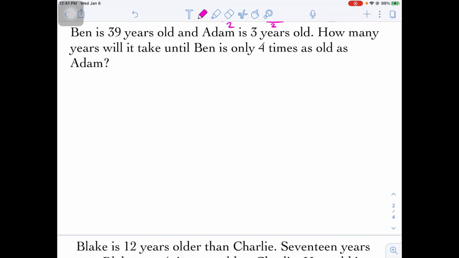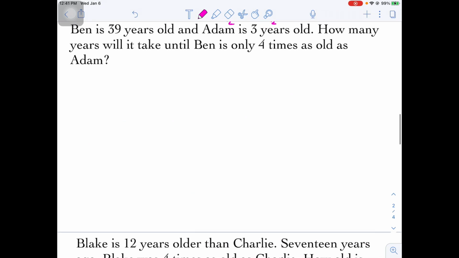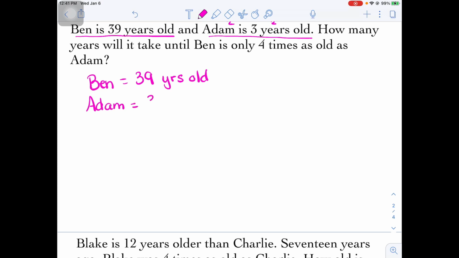Ben is 39 years old and Adam is 3 years old. Okay, so they're telling us again their ages. Ben is 39 years old. Adam is 3 years old.